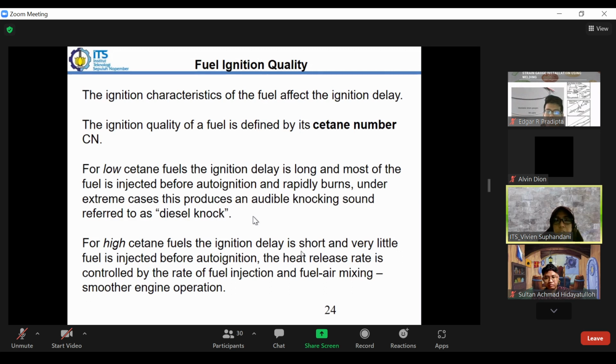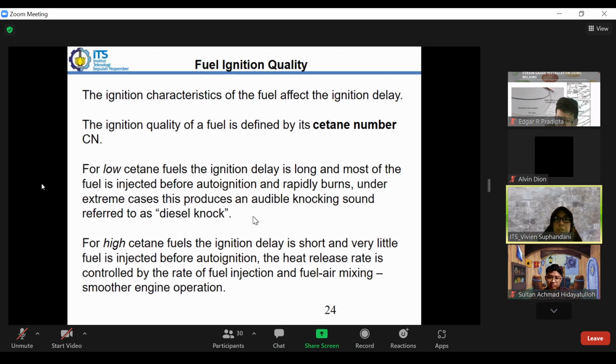Yeah, when the ignition delay is short and very little fuel is injected before auto ignition, the heat release rate is controlled by the rate of fuel injection and fuel air mixing, which gives smoother engine operation. This is dealing with the phases that we have in the combustion process for the diesel engine. We have the ignition delay, and afterward we have the premixed combustion phase, and then afterward we have the mixing controlled rate.